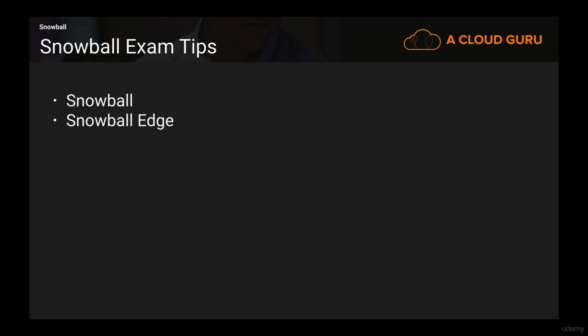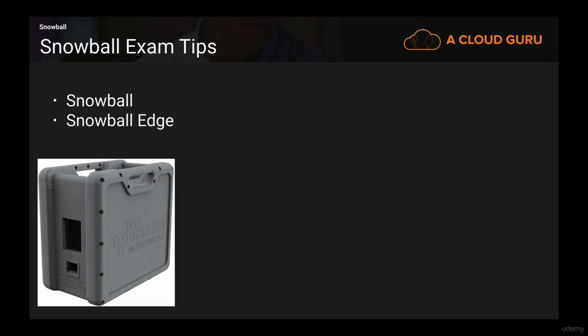Snowball Edge has storage plus compute capability, so you can run Lambda functions from Snowball Edge, and basically it's like some mini version of an AWS data center in a box, and that's what they look like. They're quite heavy, they're quite large. You don't want to throw them at your friends, and then if you really don't like your friends, maybe you want to throw one of these at them.